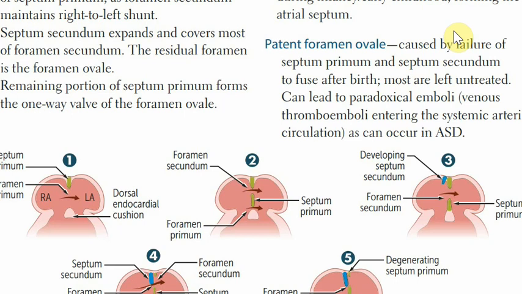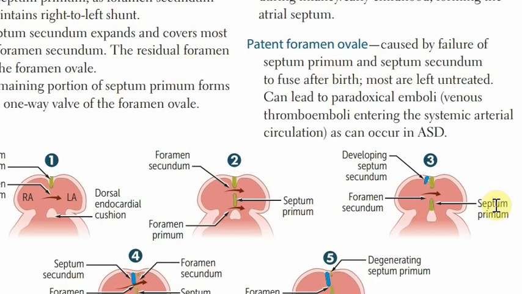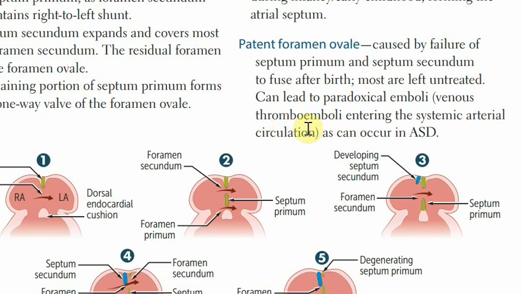Preferably do an echo. They write: caused by failure of septum primum and septum secundum to fuse, and we said how they fuse because of the change of the pressure. Most cases are left untreated because it's not serious, but it can lead to a paradoxical emboli, which is a venous thromboemboli entering the systemic arterial circulation. Paradoxical emboli can also be caused by an ASD, which is atrial septal defect.